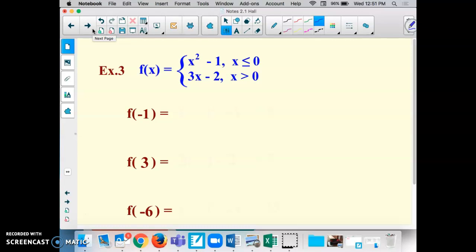In this case, we have x squared minus 1 when x is less than or equal to 0. I'm basically just reading these two statements. And we also have 3x minus 2 when x is greater than 0. Let me just actually draw that for you, or graph that for you.